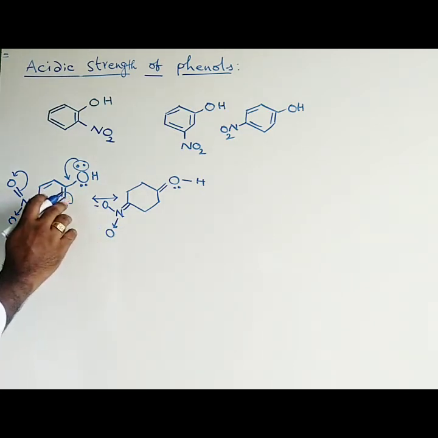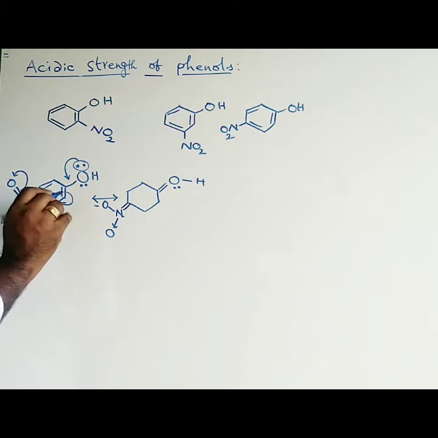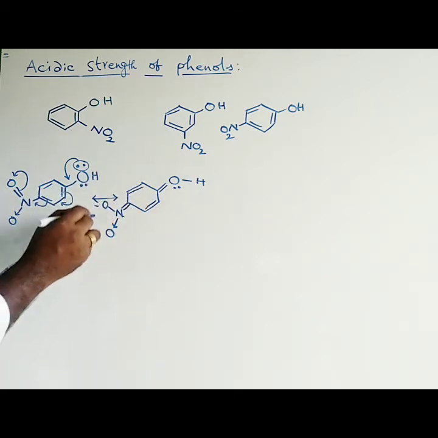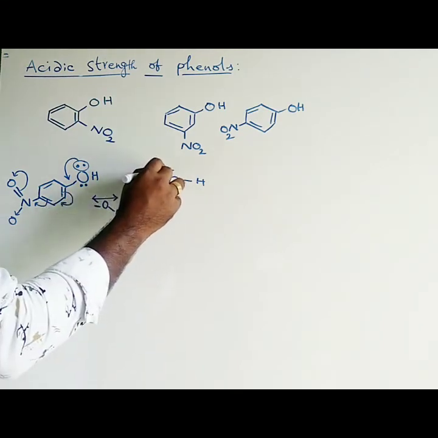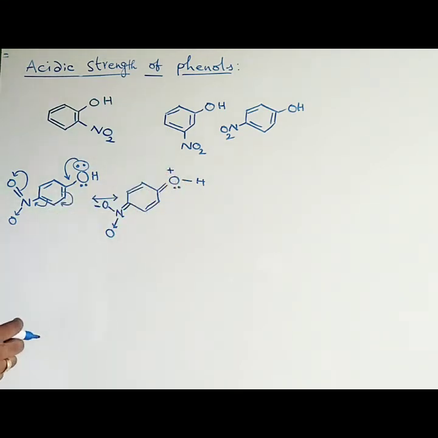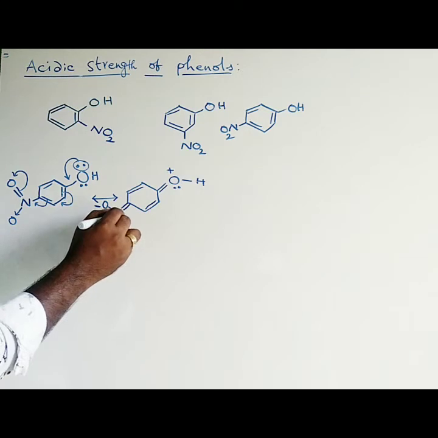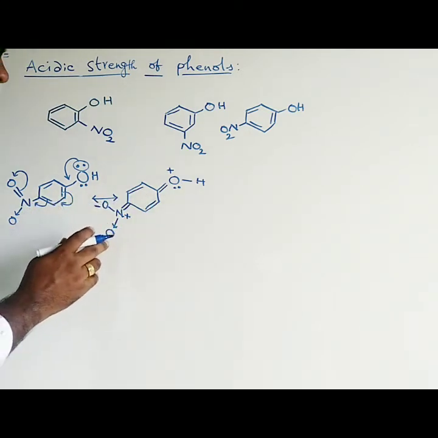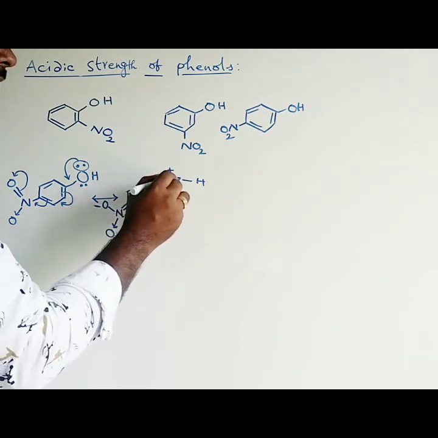And then see, you can consider this pi bond is moving to this position. So what happens here? Here is a double bond, O with a minus charge and this O with a plus charge. So this is causing this impact. So here the electron density is withdrawn towards the benzene because of the presence of NO2 group at para position.